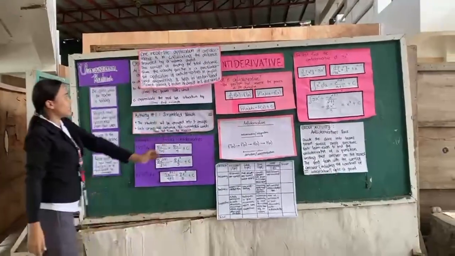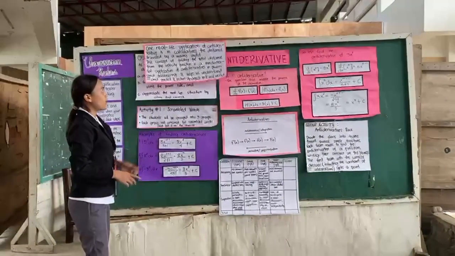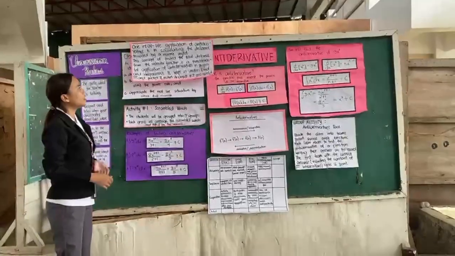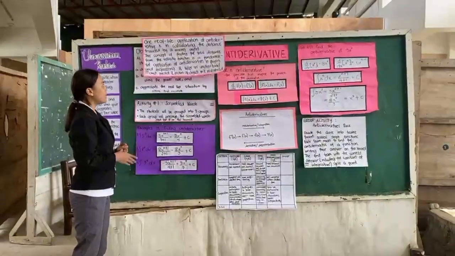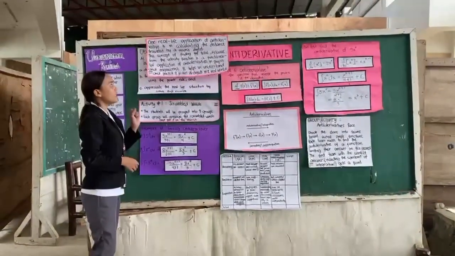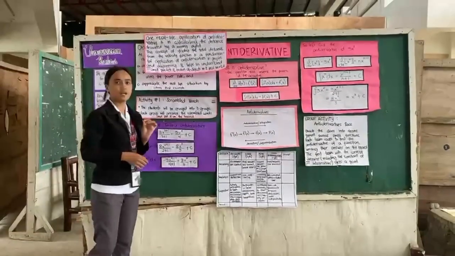One real-life application of antiderivative is in calculating the distance traveled by a moving object. So, this concept of finding the total distance from the velocity function is a fundamental application of antiderivatives in physics and engineering. It helps us understand and predict the motion of objects in the real world.